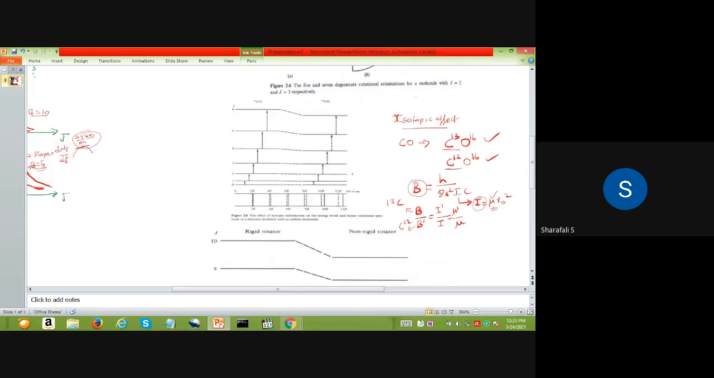Okay, so if you take that ratio B by B dash, we can equate that with I dash by I, because all other things are constant. Whatever you have here, h by 8 pi square and c, these are constant. So if you take the ratio between I dash and I, that will be the same as B by B dash, because B and I are inversely proportional. Then that again will be equal to mu dash by mu, because R0 square we are treating as a constant in this particular case. We are considering rigid body rotation.